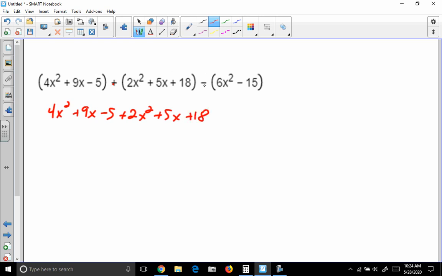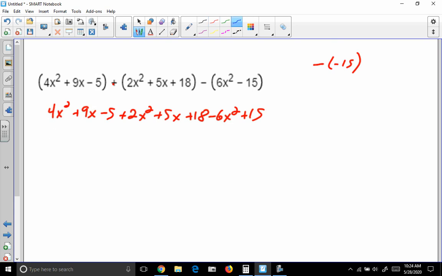You remember what this negative does. It changes both signs. We're going to take away 6x squared, and we're going to take away minus 15. If we're taking away minus 15, minus a negative, we're really adding. So both signs got changed. Now let's just group our like terms together.